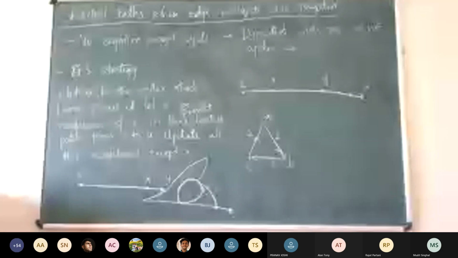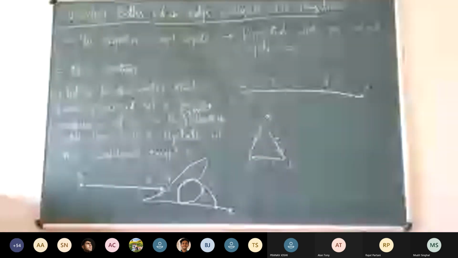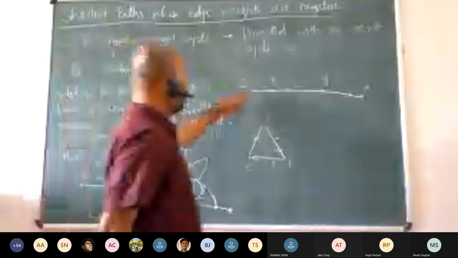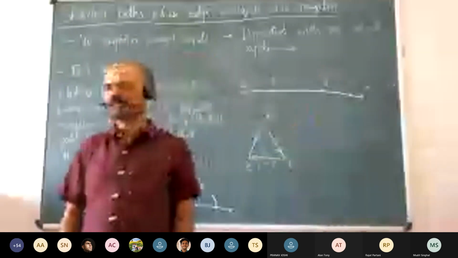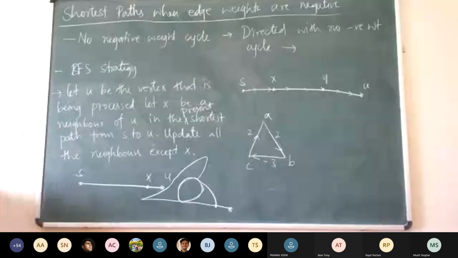Now, is this true? Chaitanya, you were having some doubts with respect to the shortest path property. Will this work in directed graphs without negative cycles?